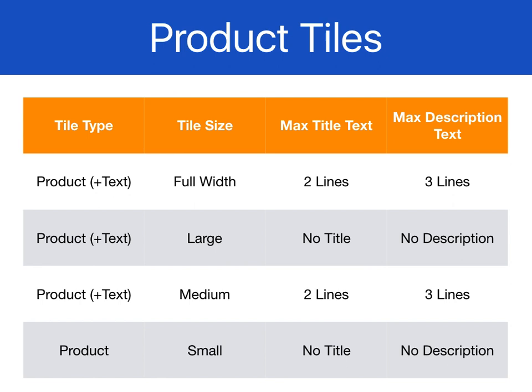Here's the table of the product house requirements. We have 4 different options here: full width, large, medium, and small. It's very straightforward with all these requirements, and do make sure you follow it. In case you don't, Amazon will just pop up an error message when you're in the store builder, so you just have to go through and change it.